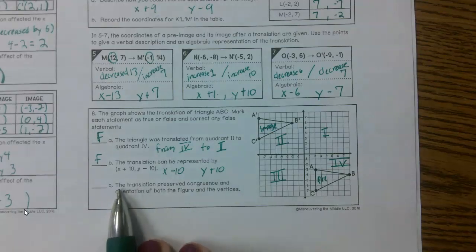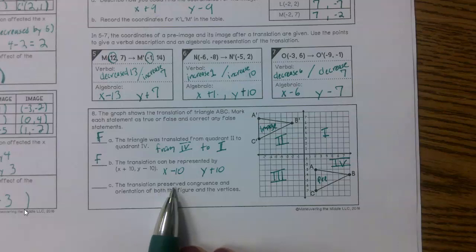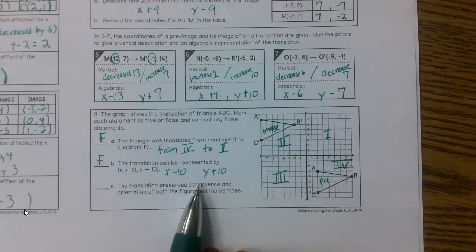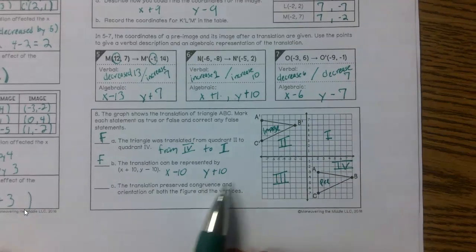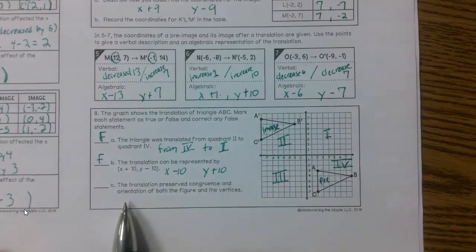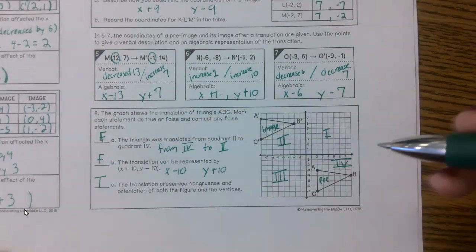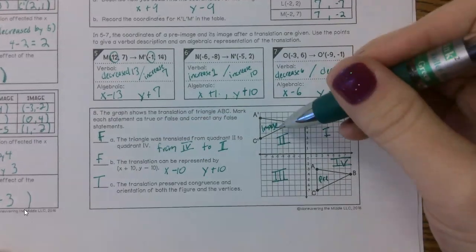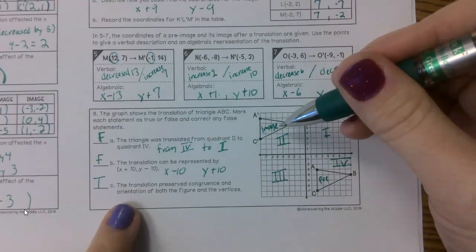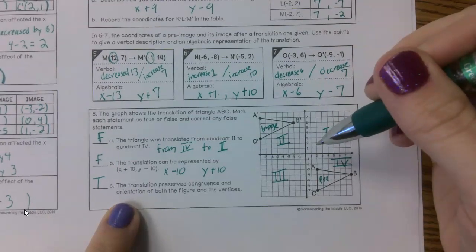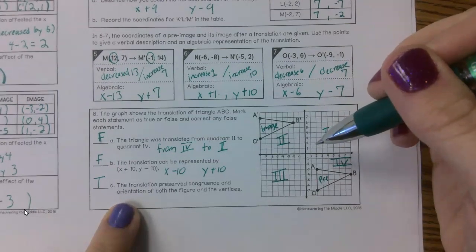Last, the translation preserved congruence, meaning that the shapes are the same because they're congruent. And the orientation, they're not facing different directions. Okay, this is a true statement. These shapes are congruent. The orientation, where the vertices are facing, is the same as well. So that is a true statement.